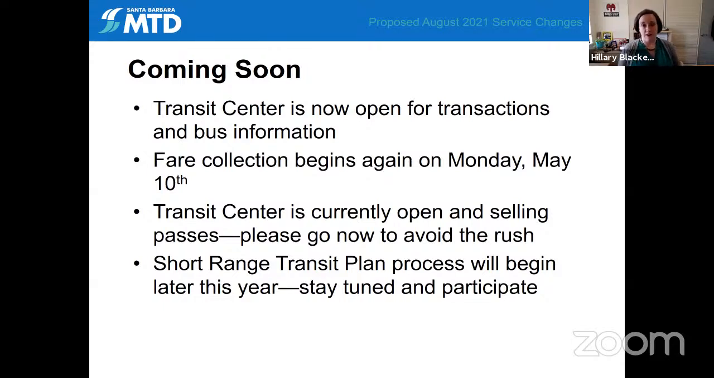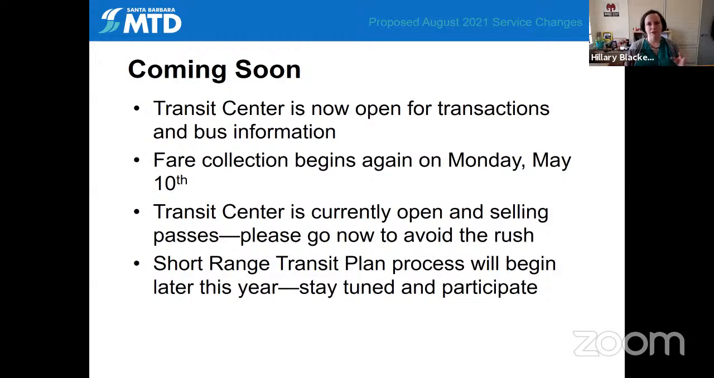And then fare collection began again. It began again yesterday, Monday, May 10th. So now we're asking folks to once again board at the front door and have their cash or passes ready to go. Thank you for your patience over the past year of riding. Hopefully it was nice to not have to pay, but now we are back. We've installed driver barriers so that our bus operators are safer up at the front of the bus. And so that's why we're able to open up again on the front and start collecting those fares, which we really appreciate and turns out really need.